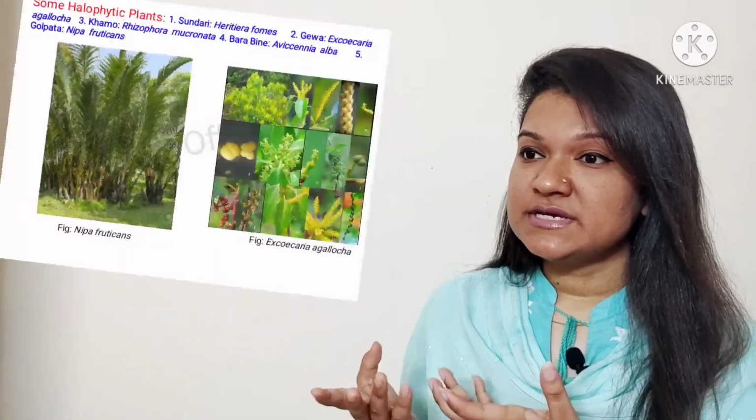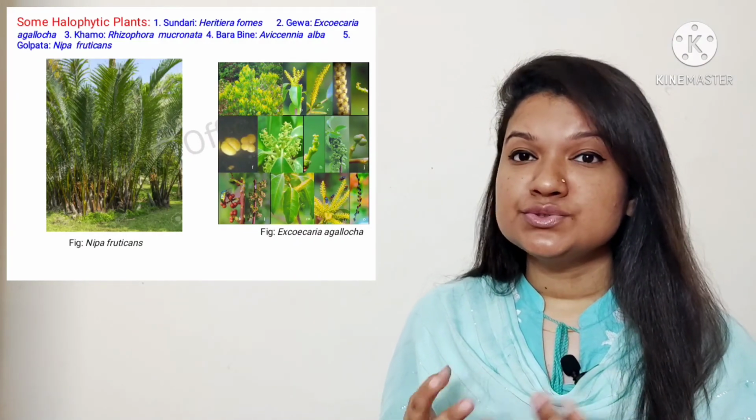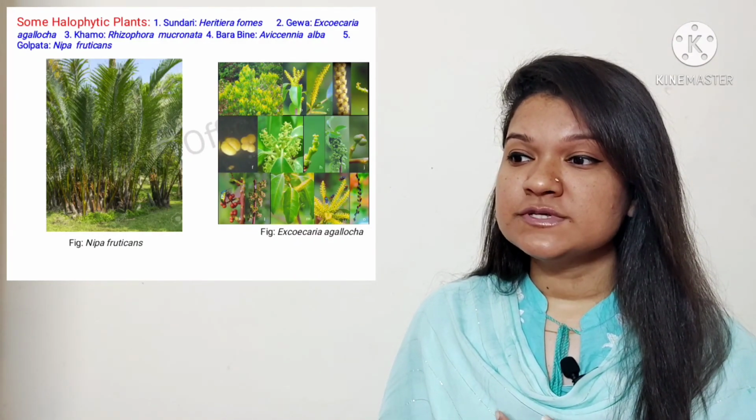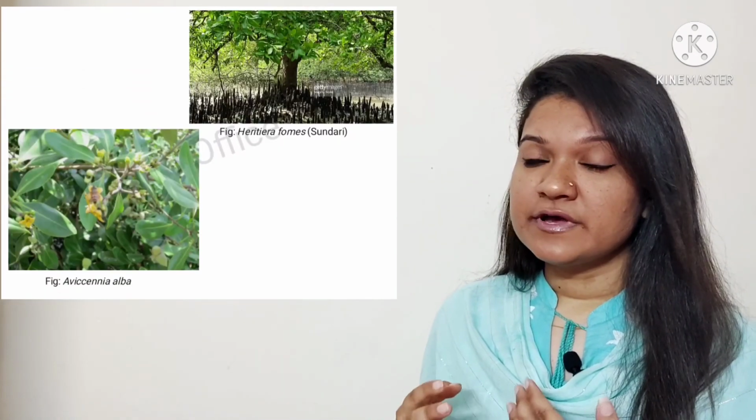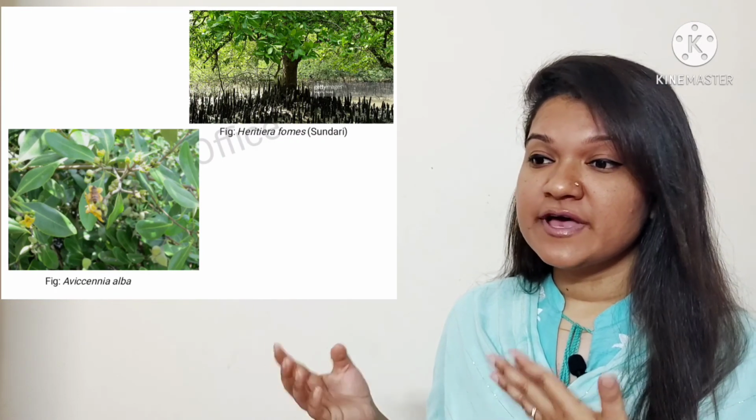Now you can see some halophytic plants like Shunduri, Heritiera fomes, and Gewa, Excoecaria agallocha. Picture of Heritiera fomes, Shunduri, and the figure of Avicennia alba.